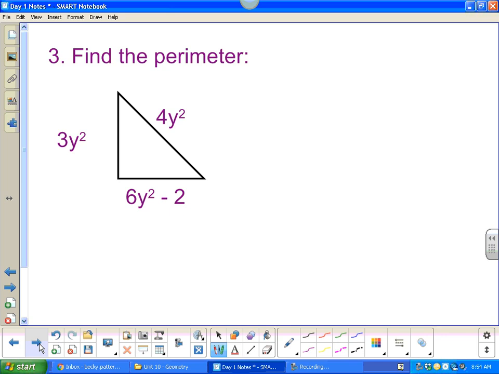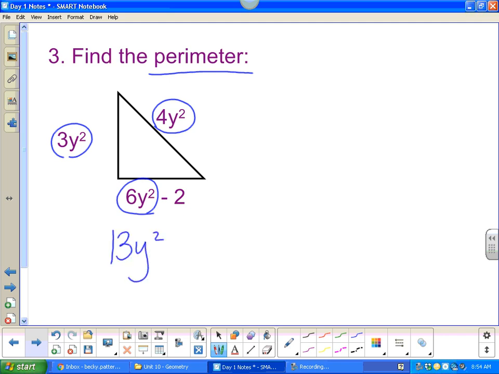Okay, so here's another one. Here's a triangle. All the sides have been labeled for me, and again, I want the perimeter, so I add all my sides together. So like terms, I have a 3y squared, a 4y squared, and a 6y squared, and that gives me 13y squared. And then I have a minus 2. That's it. That's his perimeter.